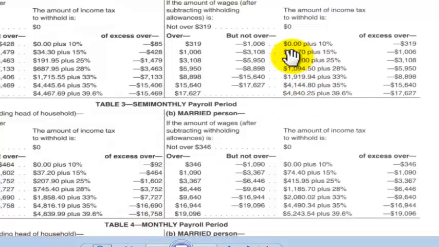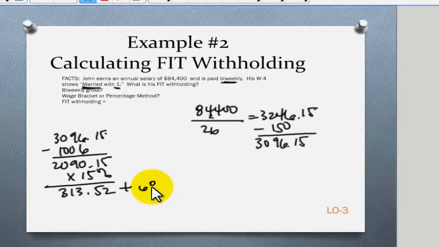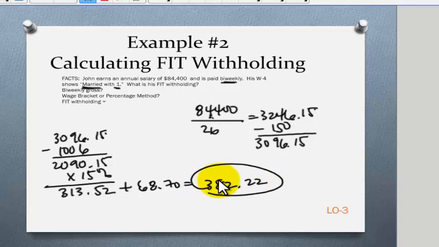that $68.70. Okay, so I'm going to add in $68.70 to that. So that means that my total tax is $382.22. So that's how much federal income tax needs to be deducted from his gross pay. So we would take his $3246.15 paycheck and subtract out the $382.22.